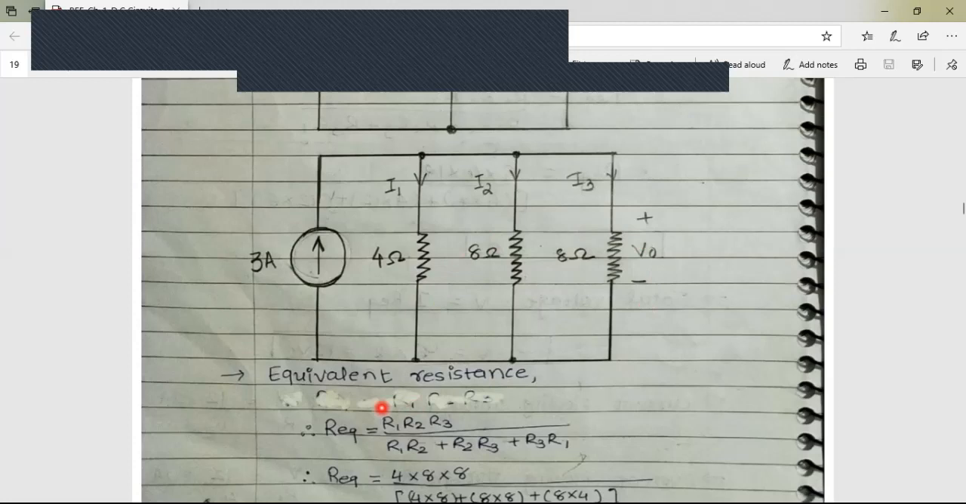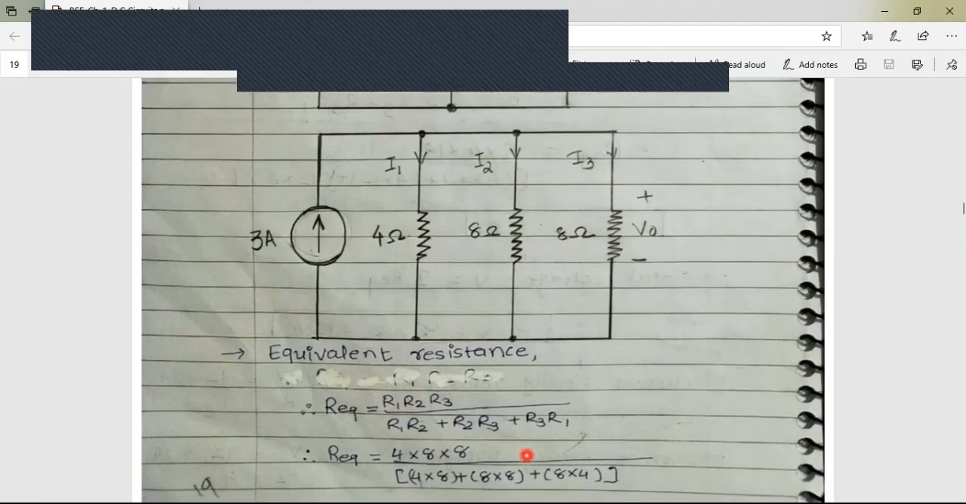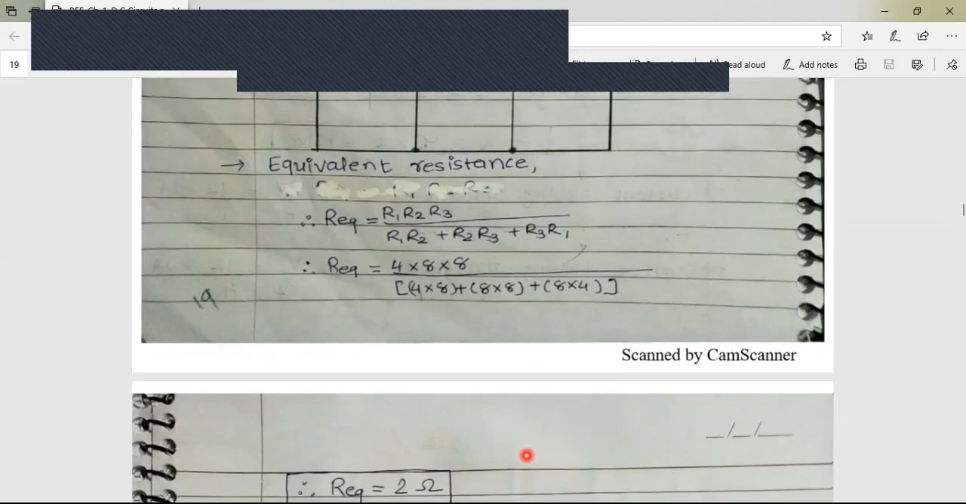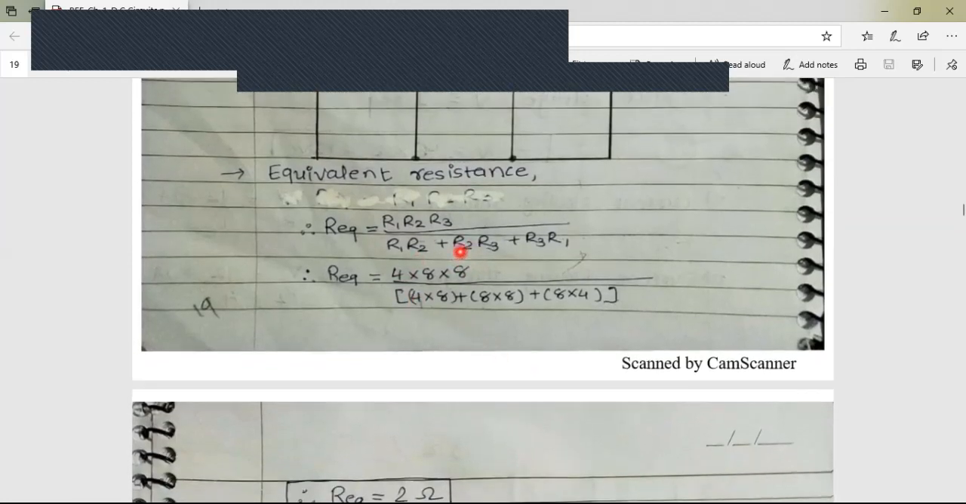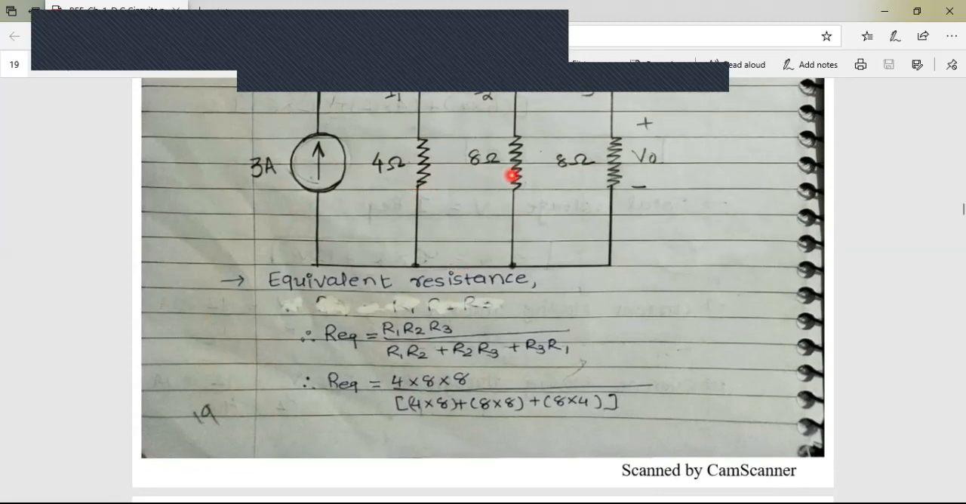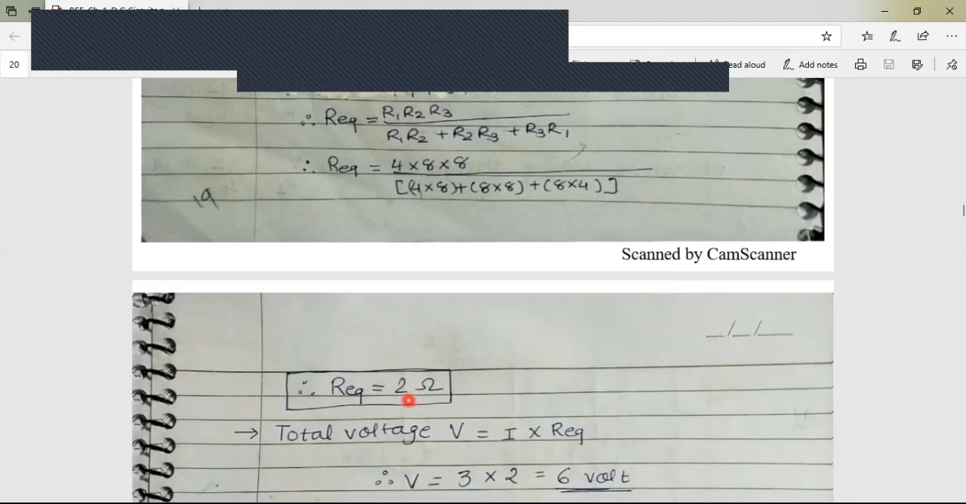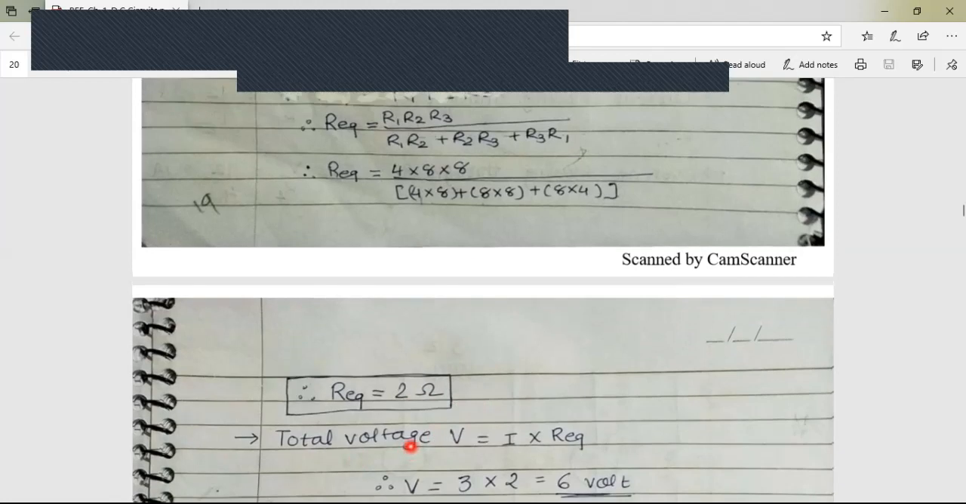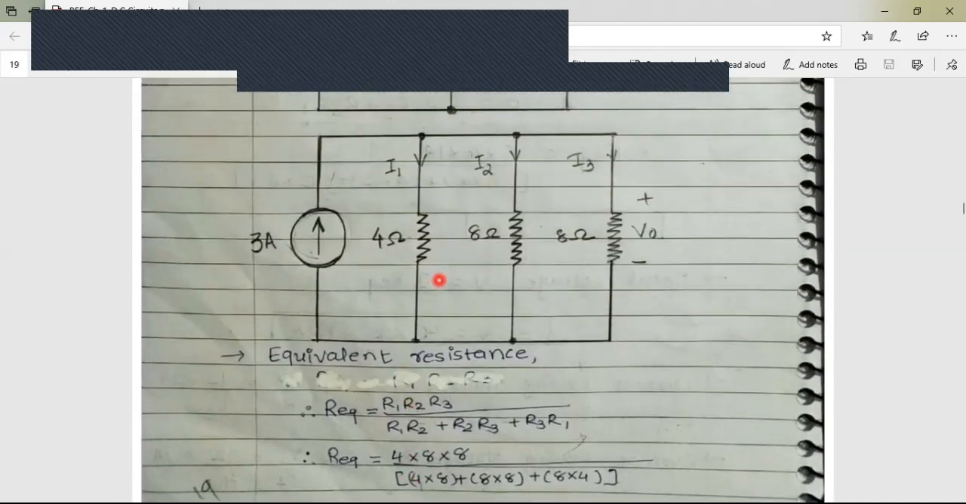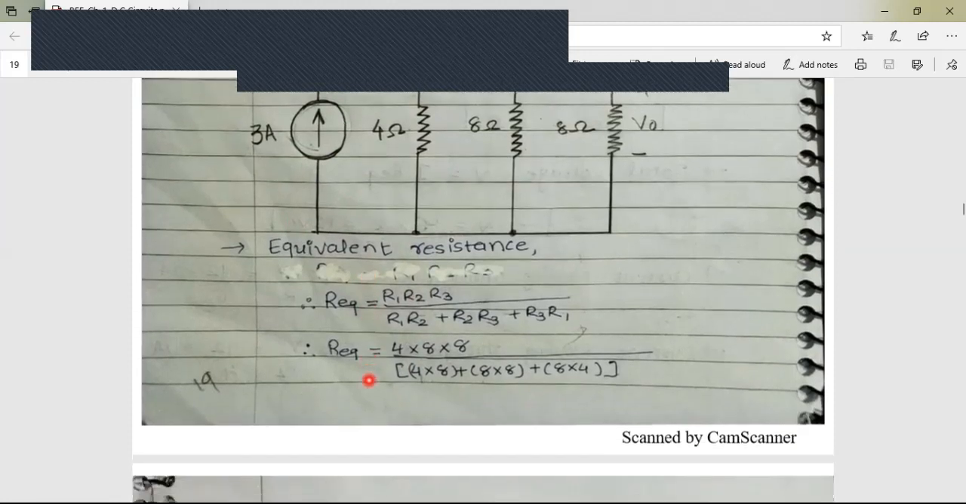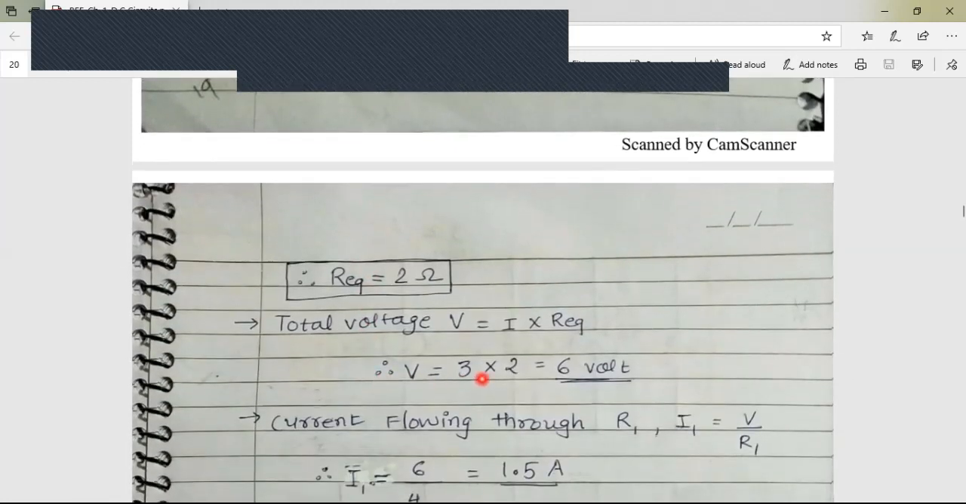So we can find the equivalent resistance as we discussed earlier: R1R2R3 upon R1R2 plus R2R3 plus R3R1. By replacing the values of R1, R2, R3, 4 ohm, 8 ohm, 8 ohm, in this equation we have an equivalent resistance of 2 ohm. Now we can find the total voltage of the circuit as discussed earlier, V equals I into R equivalent. So I is 3 ampere and R equivalent is 2, so the total voltage is 6 volt.